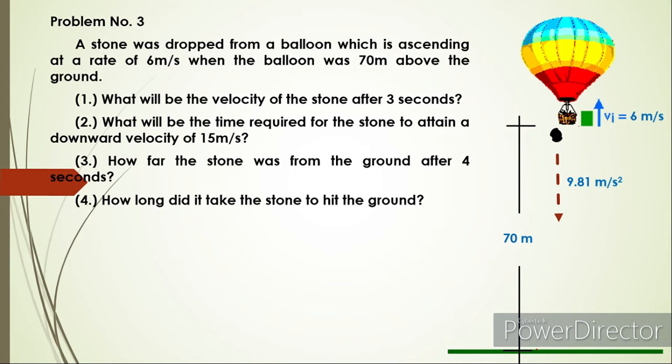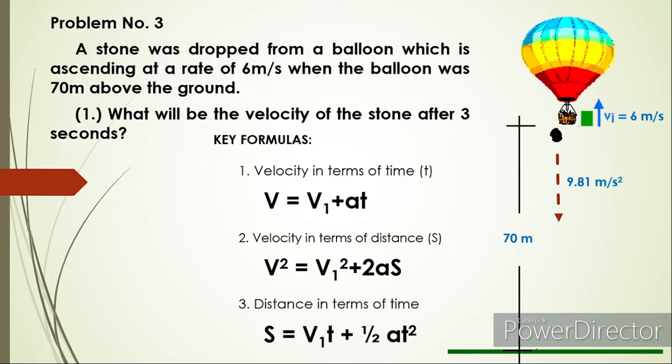So sabi ng problem, ang isang bato ay nilaglag mula sa hot air balloon na umaangat ng 6 meters per second. So yung bato ay nilaglag nung yung balloon ay nasa 70 meters above the ground. So question number 1. What will be the velocity of the stone after 3 seconds? So, given, ano ang given natin? Initial velocity, which is 6 meters per second.